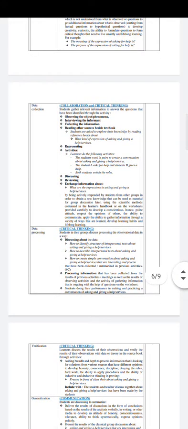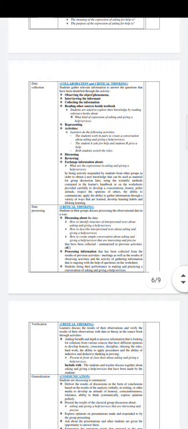Okay, as you can see, the next one is collaboration and critical thinking. Students will gather relevant information to answer the questions that have been identified through the activity. The first one is observing the object or phenomena, interviewing the informant, collecting information, and reading other sources besides the textbook. And also they represent some kind of activities.